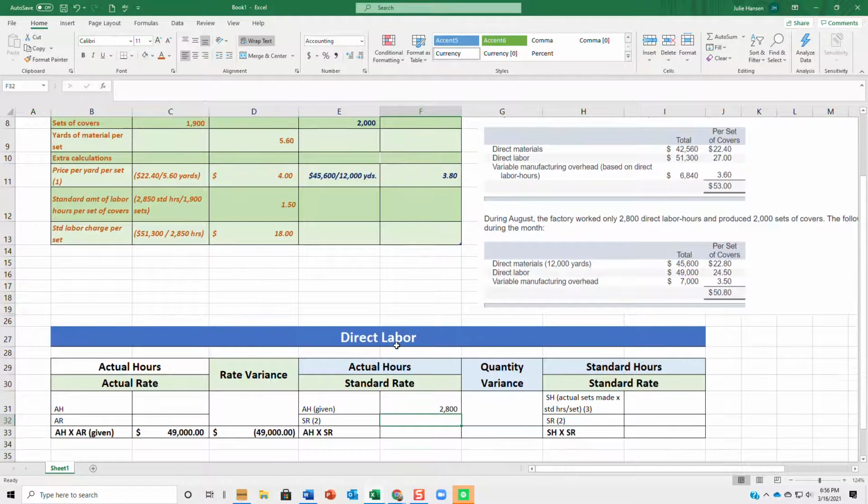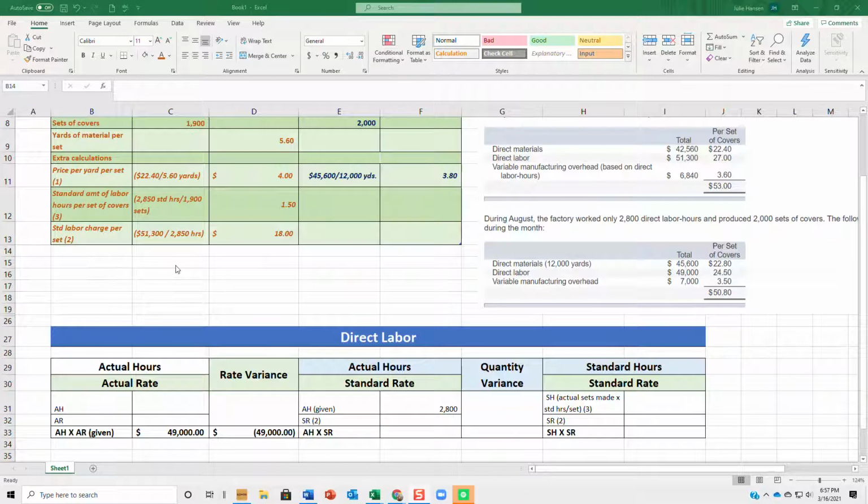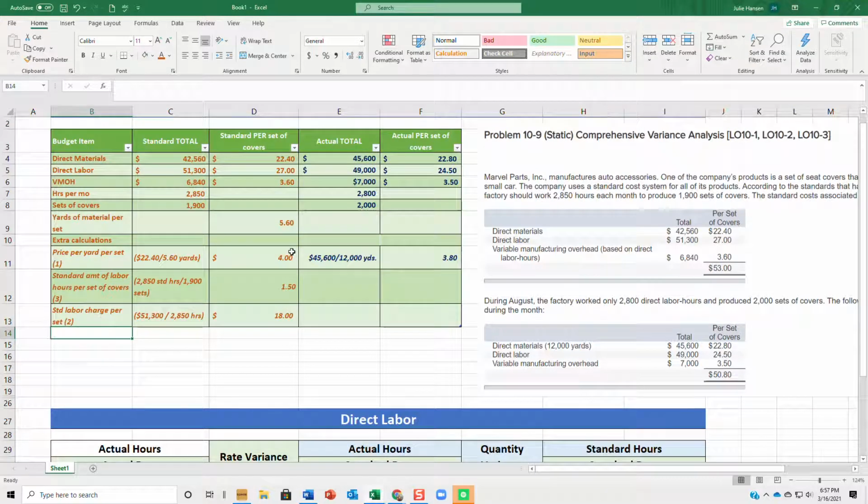All right, and then the standard rate. What is the standard rate? So here I'm going to come over to here, and I'm going to point you to the next calculation I did, which is the standard labor charge per set. Because remember, we're given this information on a per set basis. So like direct materials was $24.50 per set. Okay, that's all fine and dandy, but what does that mean in terms of both my cost per set and what that is on a labor basis?